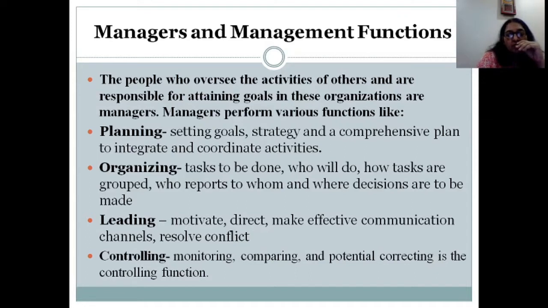Lastly, the controlling function. Now, to ensure that things are moving the way they should in the organization, managers have to continuously monitor the performance of the organization and compare this performance with the previously set standards. And if there are any deviations in the path, or if the organization has not been able to achieve the set standard, then where are the limitations? So the manager has to take corrective actions to get the organization back on track.